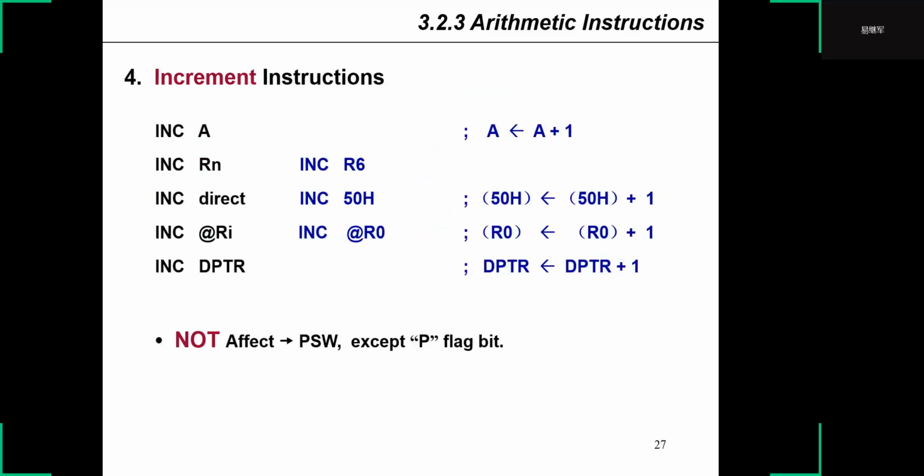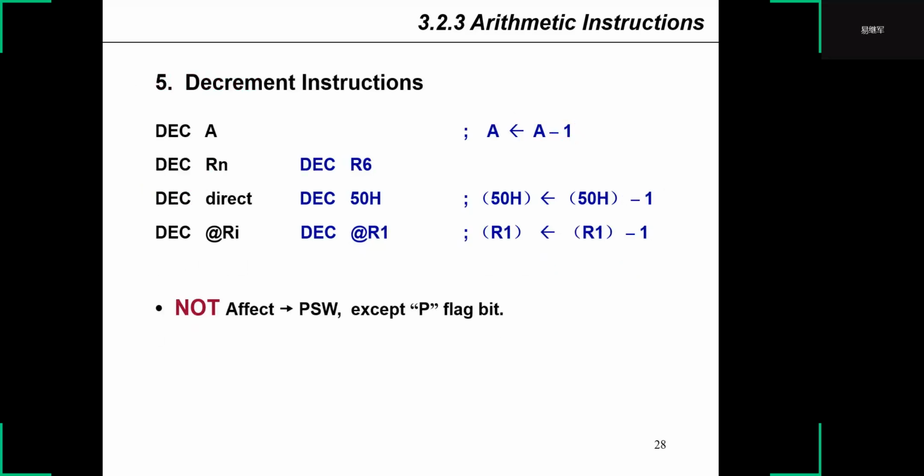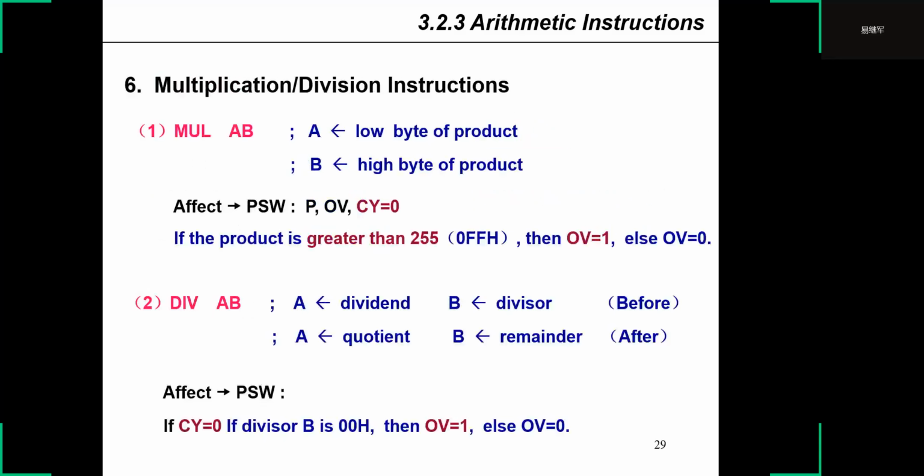Incremental instruction, just add one. It's all incremental, add 1. Decremental, subtract 1, minus 1.